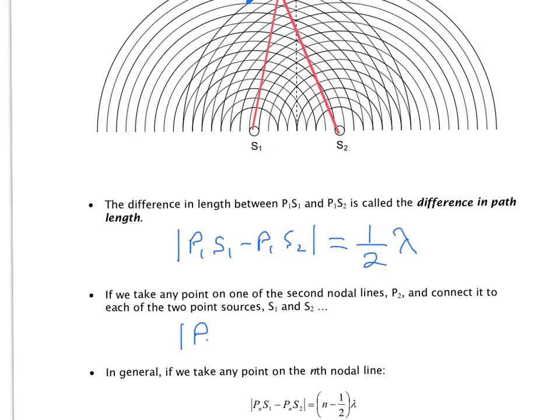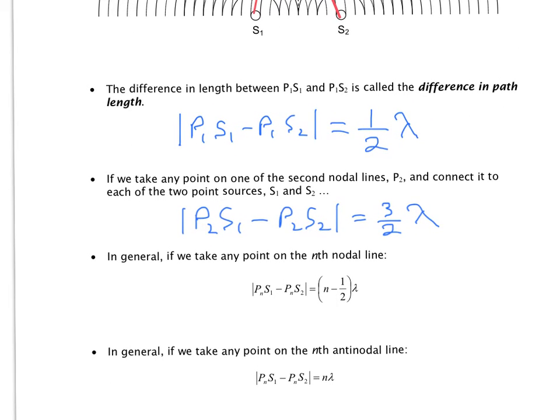So let me just write that down. From point number 2, which is the point on the second nodal line, P2S1 minus P2S2 would be equal to, like I said, 1.5, or if you wanted to write that as a fraction, 3/2 lambda. And you could say the exact same thing for the distance between any nodal point and S1 minus the distance to S2 to be equal to, as a generalization, n minus 1/2 lambda. So if you take a look at the right side of this equation, you might say, well, where did this n minus a half come from?